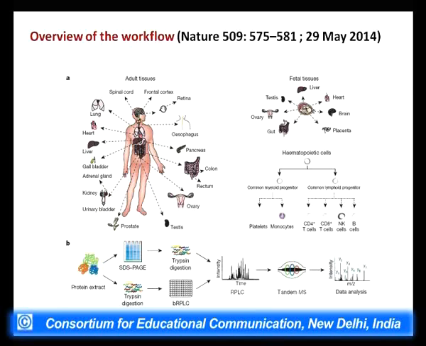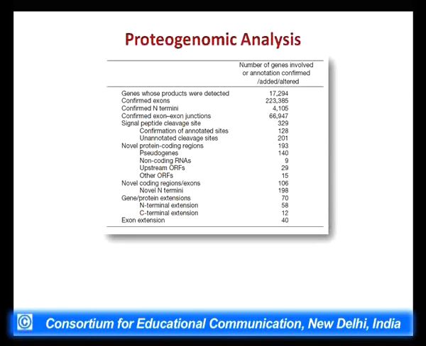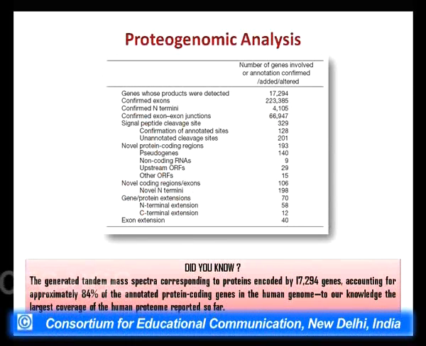Then they went for the fractionation with the help of RPLC, which is reversed phase liquid chromatography, and finally the sequencing was done with the help of tandem MS. So in total what they have found is the proteins which are coded from about 17,000 genes. So 84% of the gene proteins have been coded, and till date this is one of the largest coverage of the human proteome reported so far.